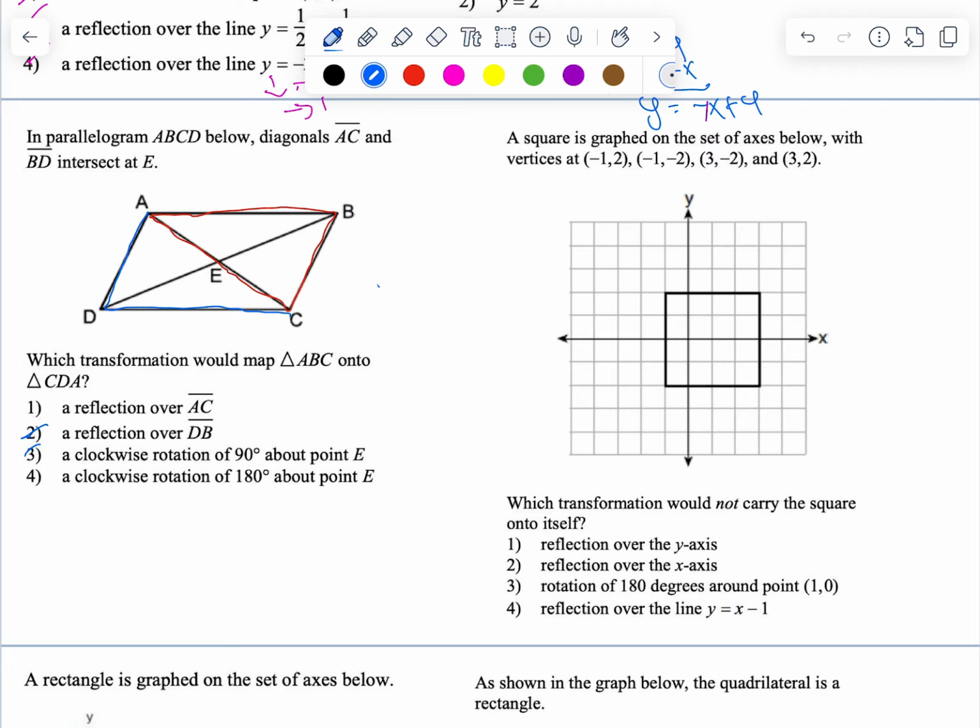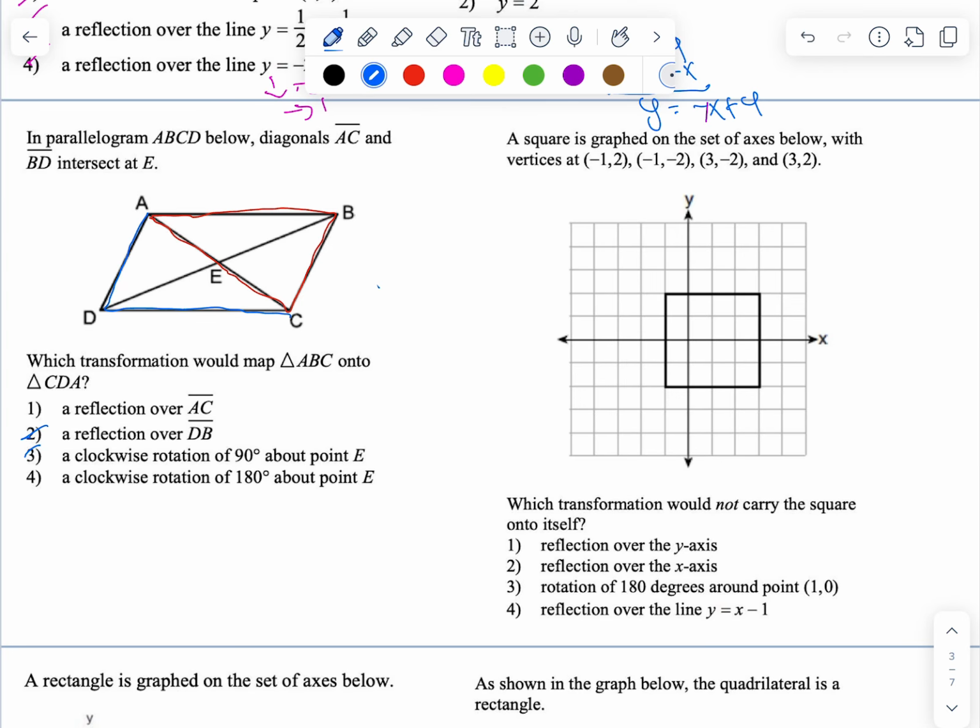B will go to D. A and C are going to stay in the same spots. A is supposed to map onto C, so that's not going to happen. A is going to map onto A if we do a reflection, but A is supposed to match onto C, so that's not going to work.